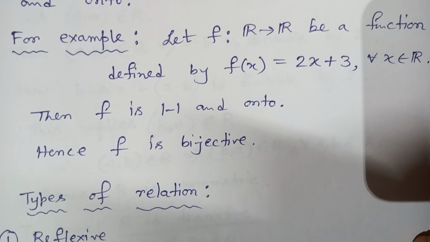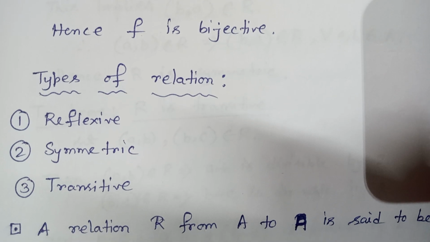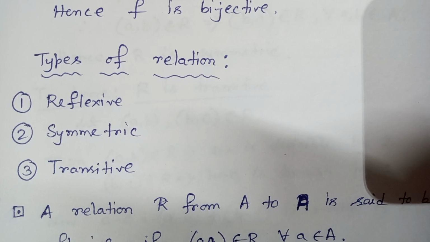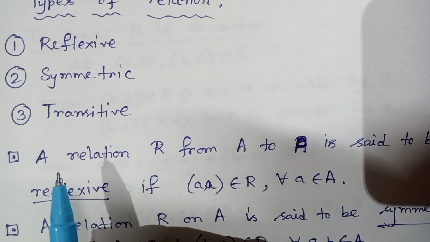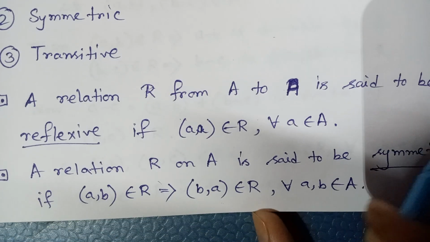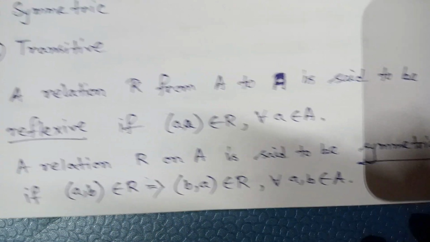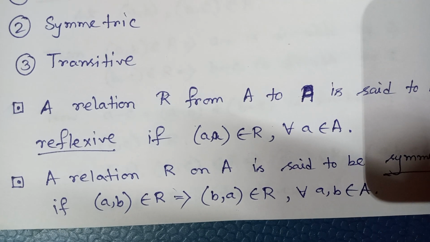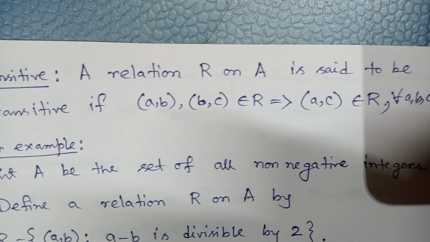After that we discuss about types of relation. Mainly three types of relations: reflexive, and then we define it. Next symmetric, also this is the definition of symmetric relation. And lastly transitive. So this is the definition of transitive relation.